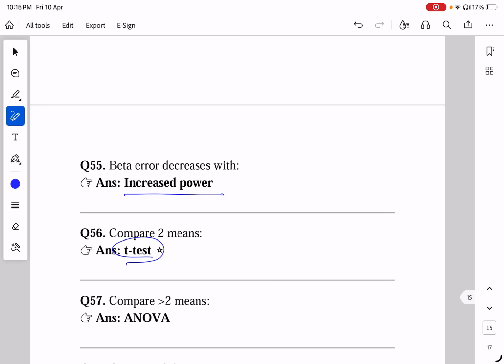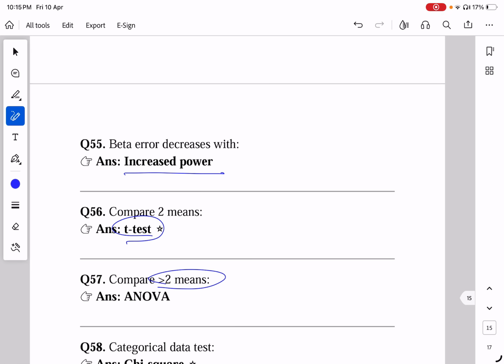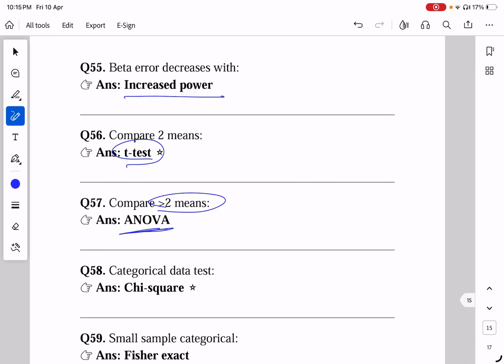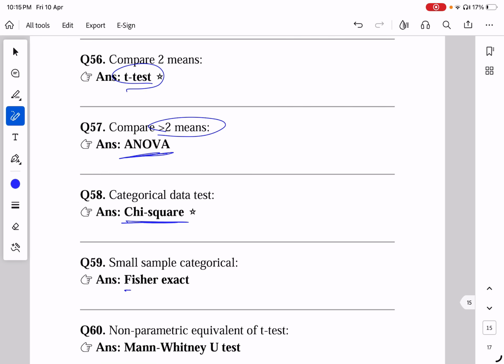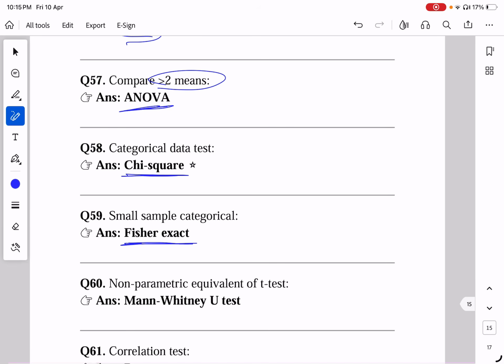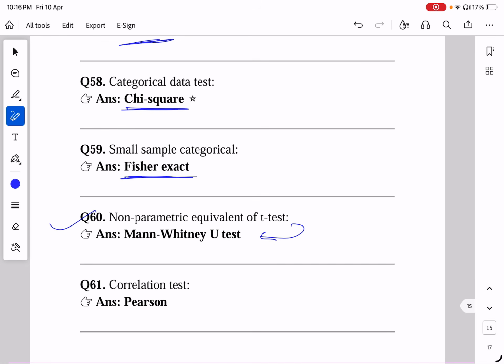To compare two means, the t-test is used. For more than two means, the ANOVA test is used. For categorical data, chi-square is used. For small-sample categorical data, Fisher exact test is used. The non-parametric equivalent of the t-test, again important, is the Mann-Whitney U-test.